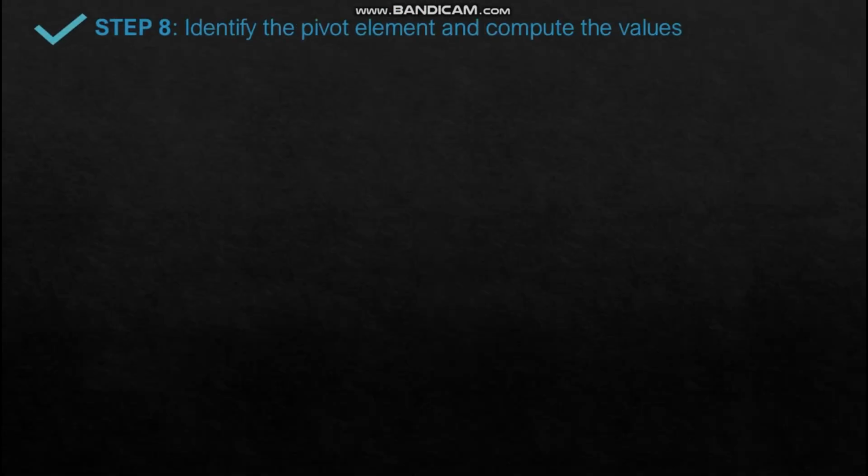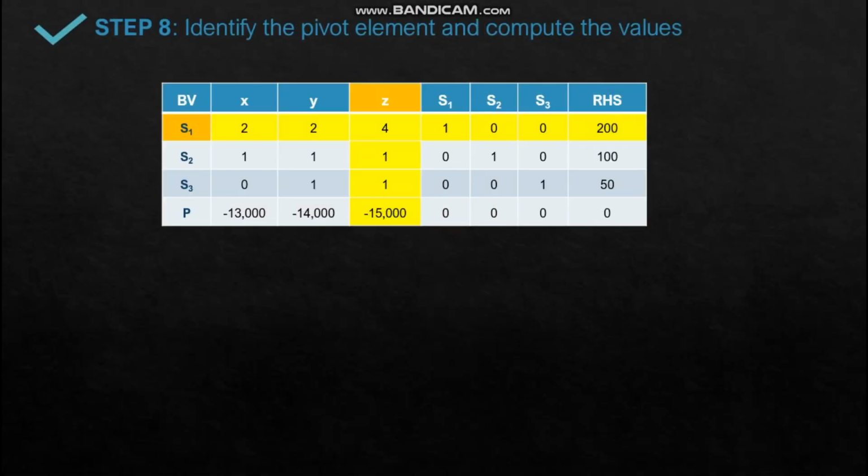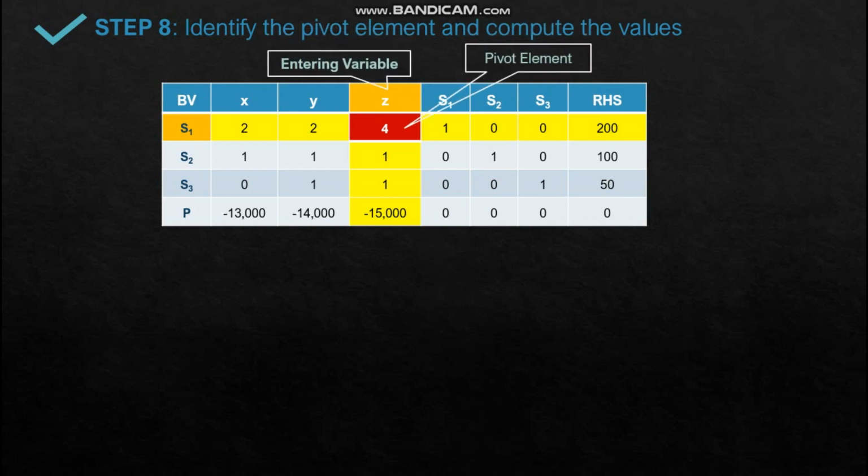Step 8 is to identify the pivot element and compute the values. The pivot element is the intersection between the pivot column and the pivot row. The pivot element is 4, the entering variable is z, and the exiting variable is S1.